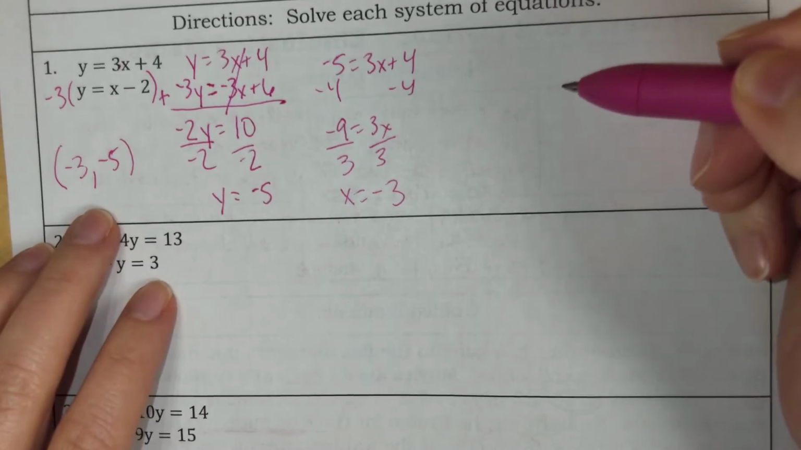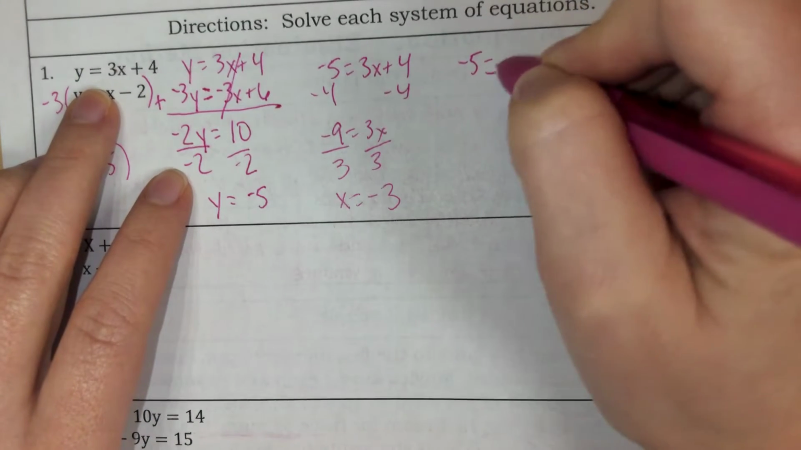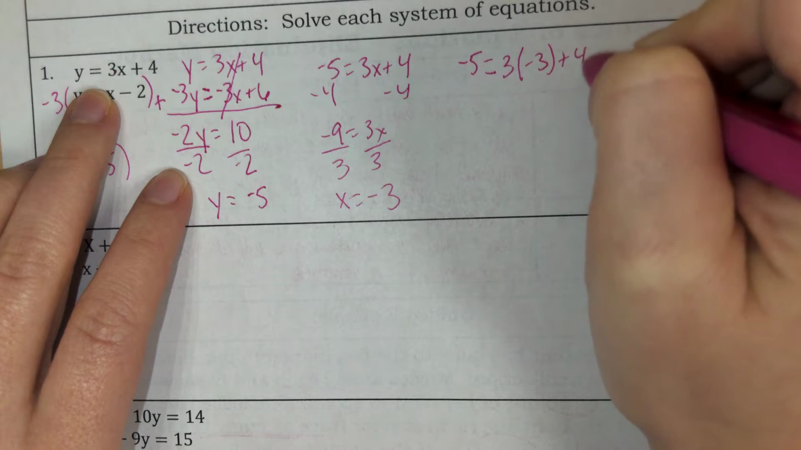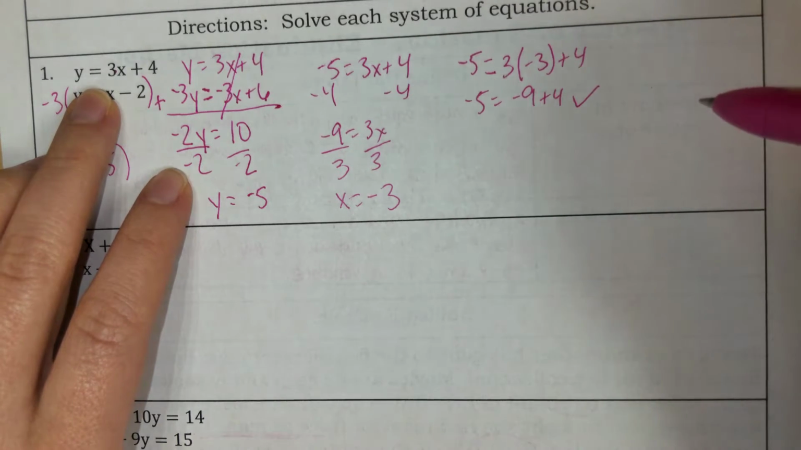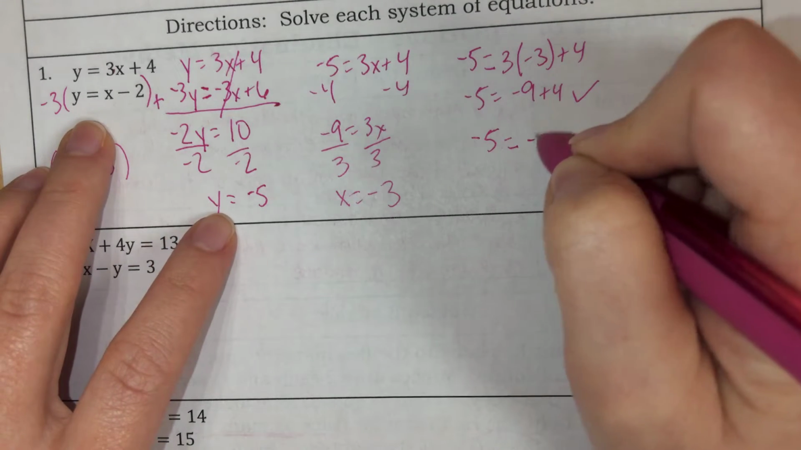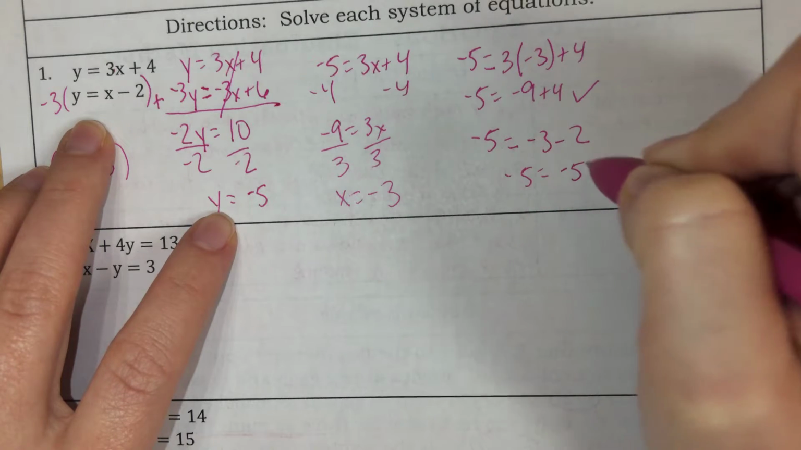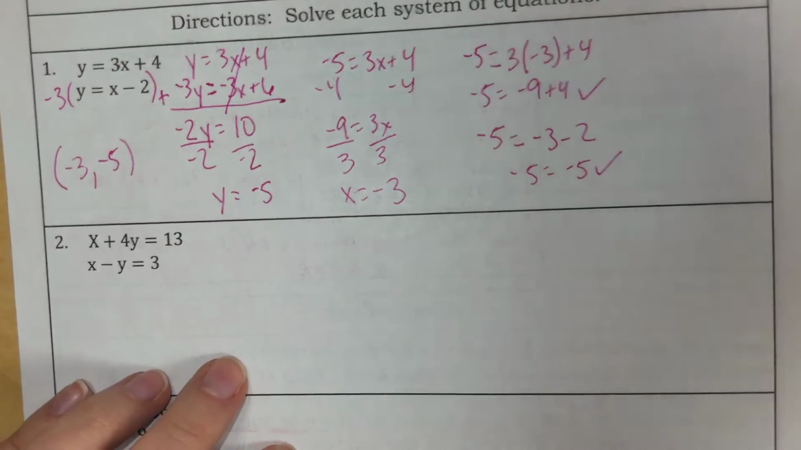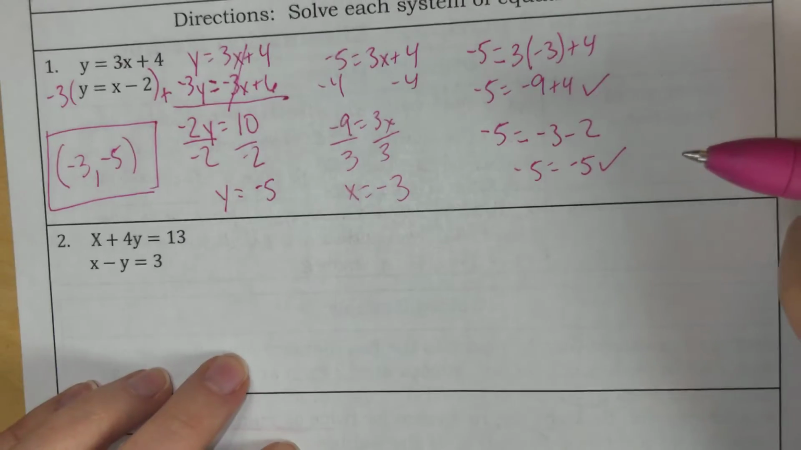I just need to check and make sure that both conditions have been met. So in the first one, -5 is equal to 3 times -3 plus 4. That's going to be -9 plus 4, which is -5. And then down here, I should have -5 is equal to -3 minus 2. -3 minus 2 is equal to -5. So both conditions have been met. So the correct solution for this is -3, -5.